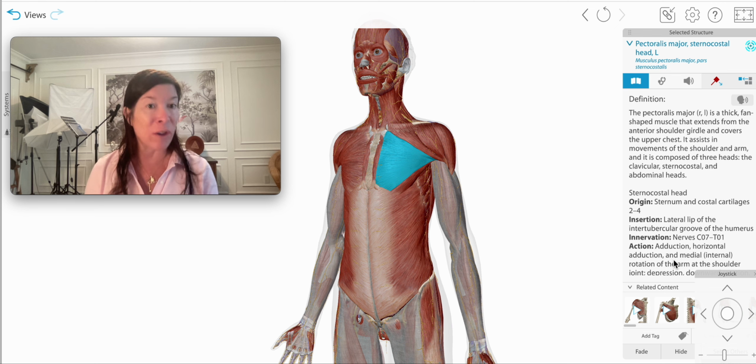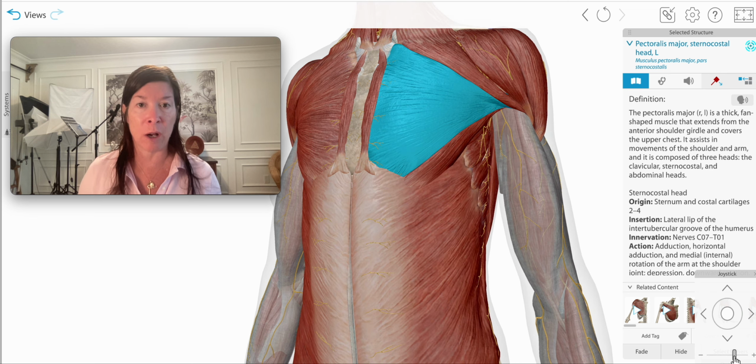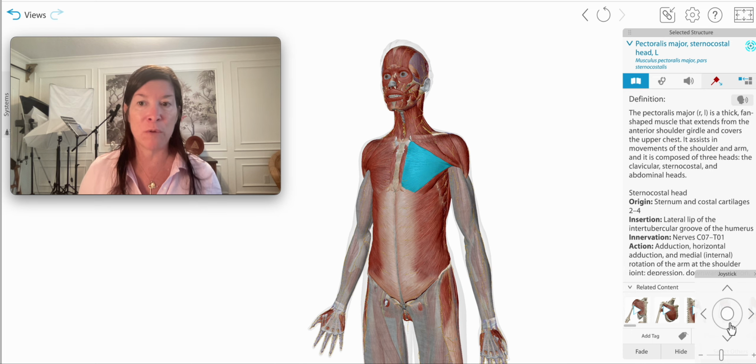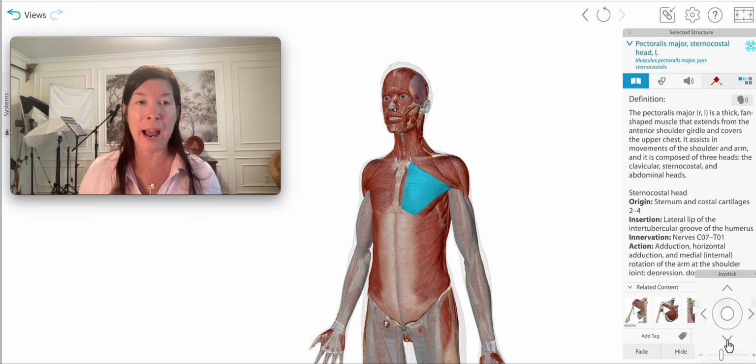So you can get all the information you need for completing your lab activity by going through Visible Body and clicking on the muscles that you need to know. And just in case you're not aware, this will magnify or reduce. You can also move it around, or move it down, whatever you need to do. You can get pronunciation if you need that.